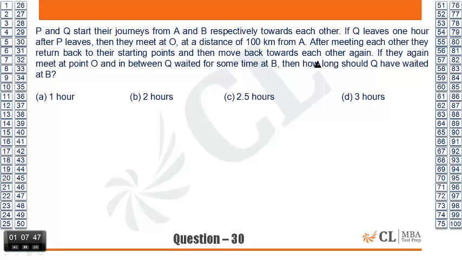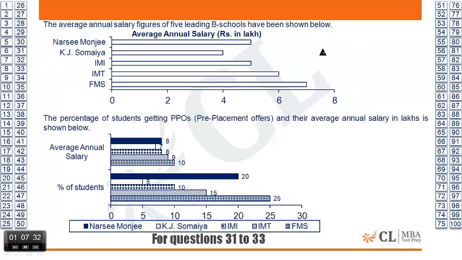P and Q start their journey from A to B respectively towards each other. If Q leaves, one another, please continue your journey. I will come back and see you. Okay, if I'm late, please have a cup of tea, chill out. Oh, back to DI. 31 to 33. What is this?